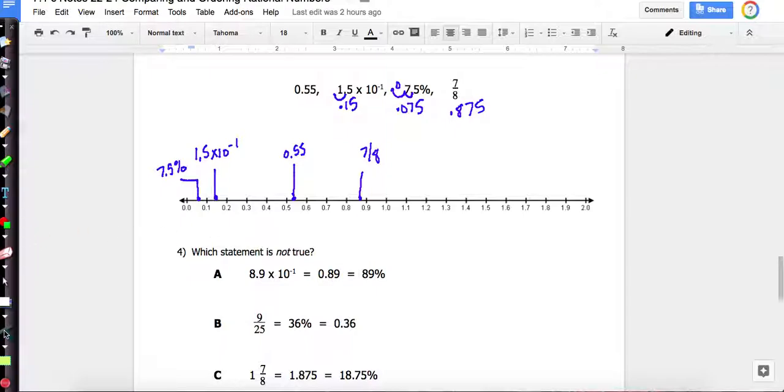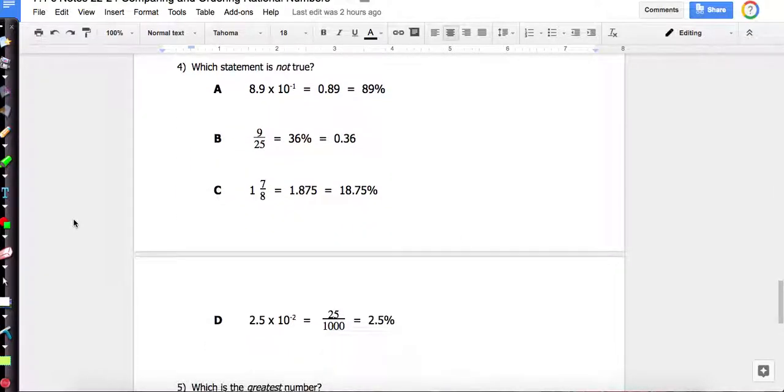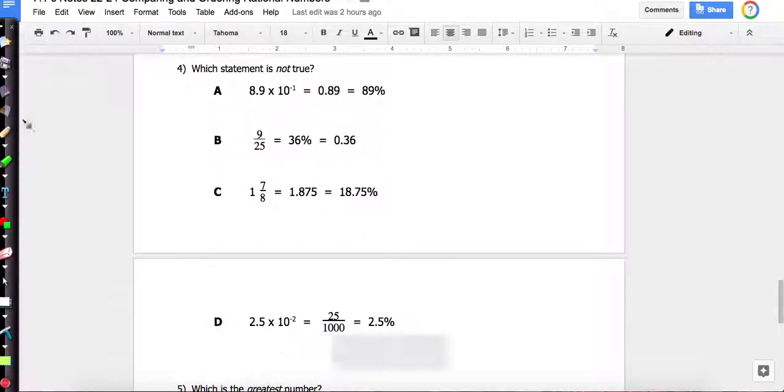Okay, let's look at the multiple choice example. It says, which statement is not true? So we have to see if, when I change this to a decimal, it matches 89 hundredths. So 8.9 times 10 to the negative first, 1 to the left. 0.89, yes. Is 0.89 89%? It sure is. Okay, 9/25.